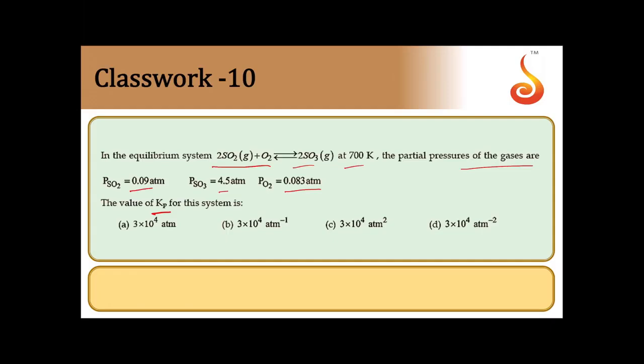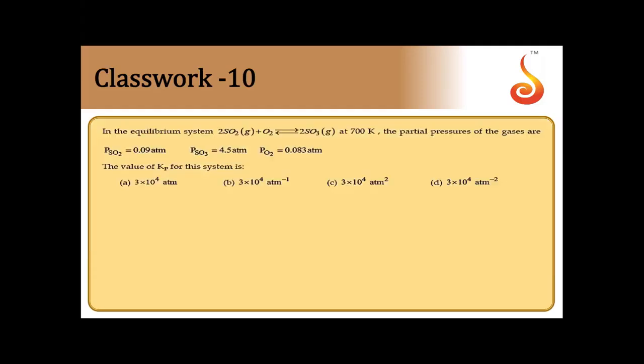So the equilibrium reaction is given to us. The partial pressures are also given. We need to find out the Kp of the reaction. So direct substitution we have. Kp will be equal to the partial pressure of SO3 squared, which is 4.5 given there. So SO3 squared, 4.5 into 4.5, divided by the partial pressure of SO2 squared.